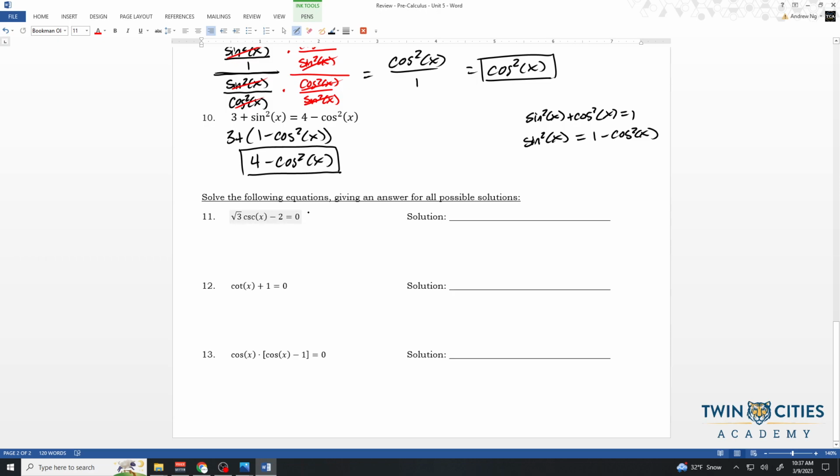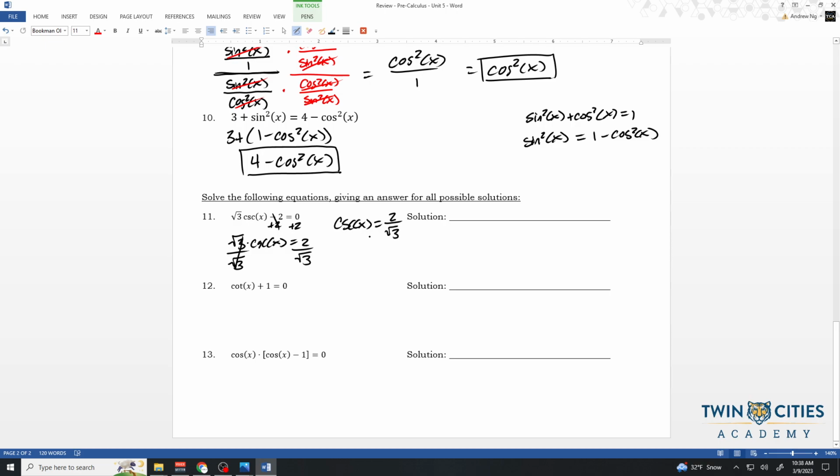All right, the last one's solve the following equations, giving an answer for all possible solutions. All right, let's start by trying to get cosecant of x by itself. So I'm going to add 2 to both sides. So this will be square root of 3 times cosecant of x equals 2. Let's divide both sides by square root of 3. So I'll have cosecant of x is equal to 2 over the square root of 3.